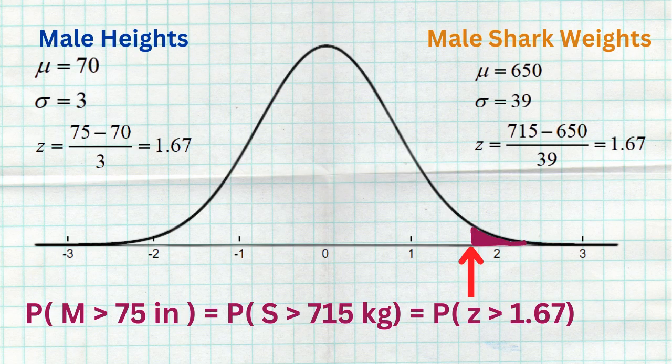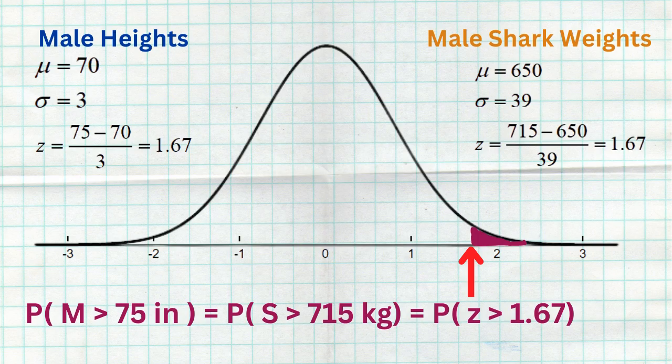So let's go back to our problem dealing with male heights and male shark weights. Remember, we found out that a 75-inch tall man and a 715 kilogram shark have the exact same z-score, and we're trying to find the probability that a man is taller than 75 inches or a shark weighs more than 715 kilograms. Both of those are equivalent on the standard normal model to a z-score greater than 1.67.